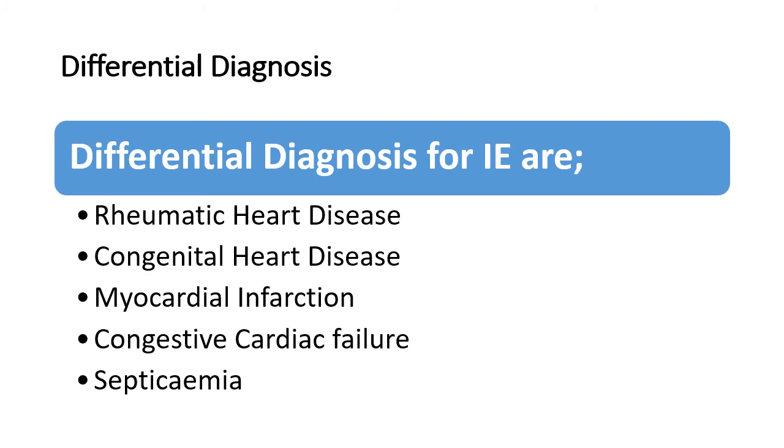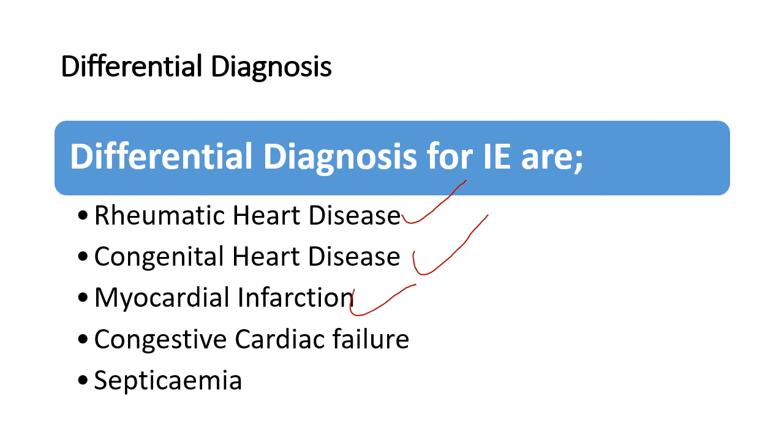Now, what is a differential diagnosis for infective endocarditis? Remember, infective endocarditis may, of course, present with conditions mimicking dysfunction in the heart. So rheumatic heart disease. This is a complication of rheumatic fever which damages heart valves. So it can be a differential diagnosis of infective endocarditis. Congenital heart disease can also be a differential of infective endocarditis, because infective endocarditis causes valvular damage within the heart.